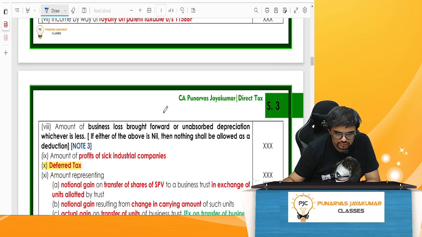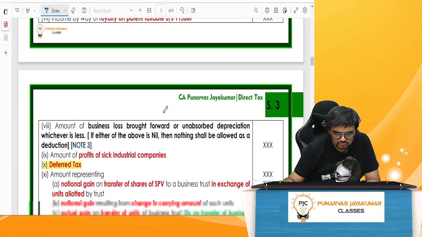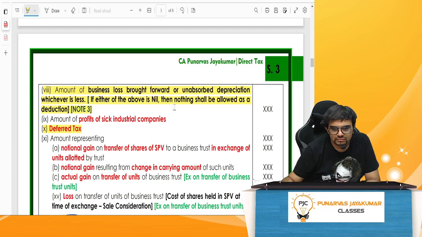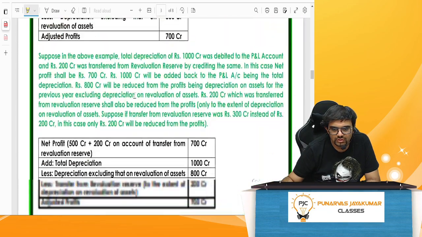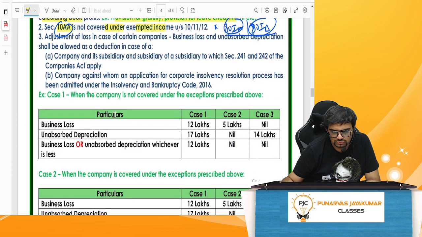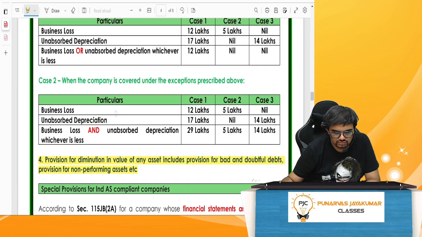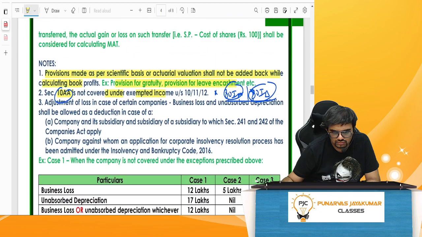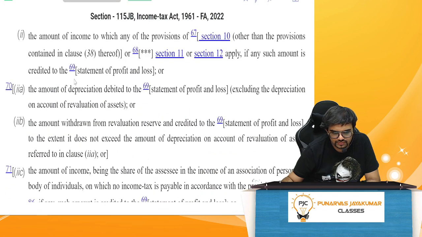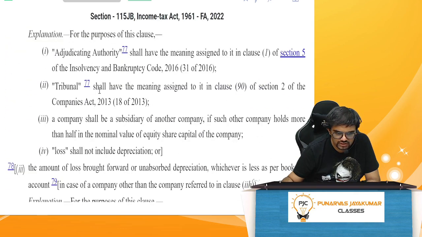Solve this one. This point. Note number 3. We'll see this. With the adjustment, I'll just read the bare act now for you. Point number 7, guys. Check it out. Clause 3, it will come under this one.